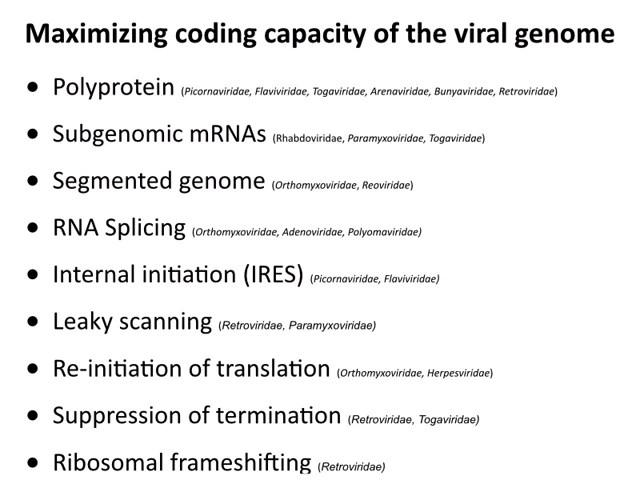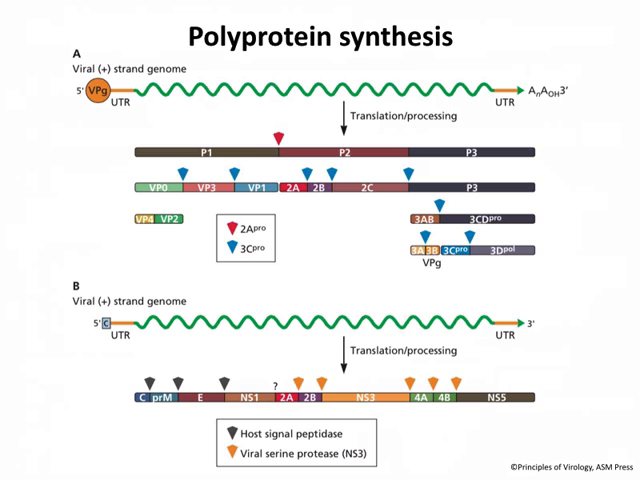That's reinitiation of translation. We have suppression of termination, where a stop codon can be suppressed with a tRNA, and finally ribosomal frameshifting. So all of these have evolved in viruses, again, to make maximal use of the coding capacity of the genome. So let's look at a couple of them in some detail.